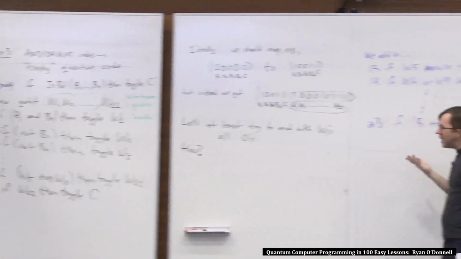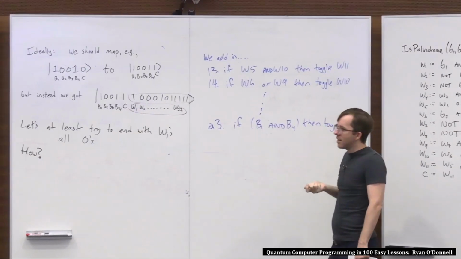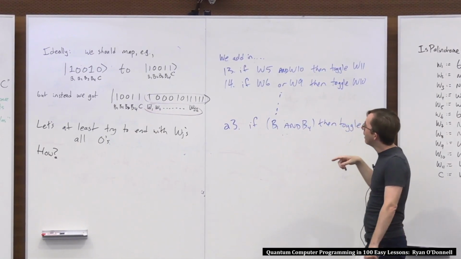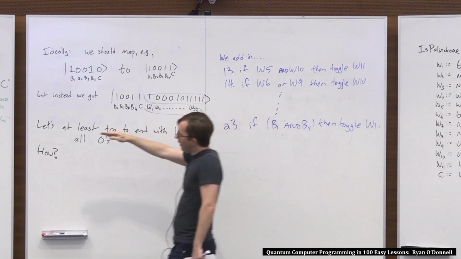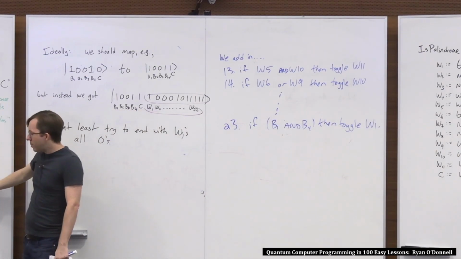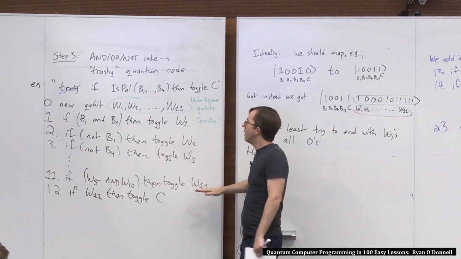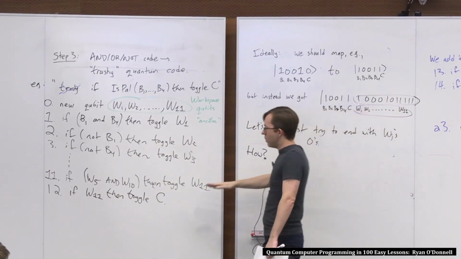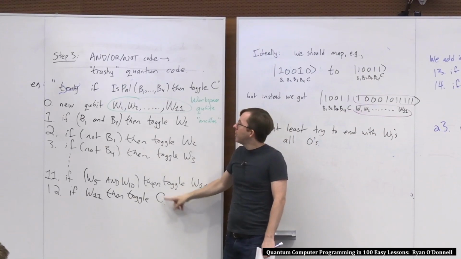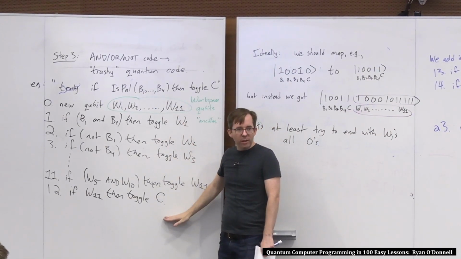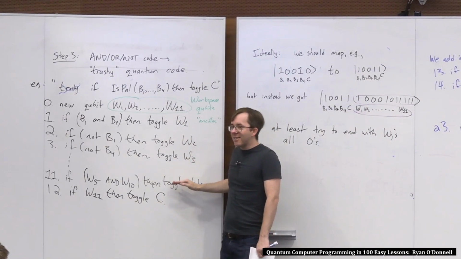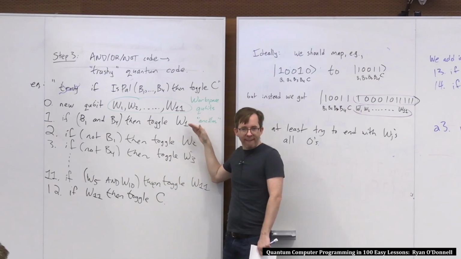We're using the Bs and the previous Ws to decide, do we need to toggle this one back? So this gets us into a state where the Bs are all what they used to be, and the Ws have some funny values that depend on what the Bs were. This line accomplishes our mission of toggling C appropriately. And now let's try to get those Ws back to 0 again.